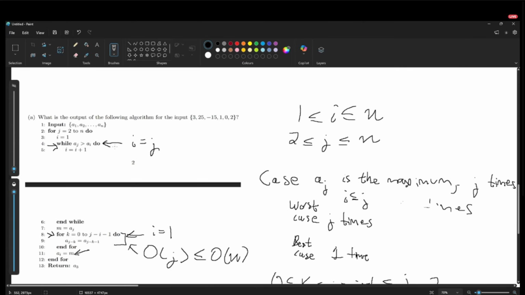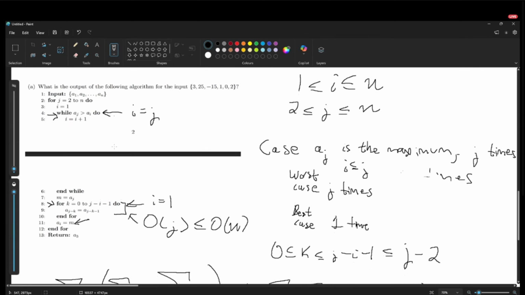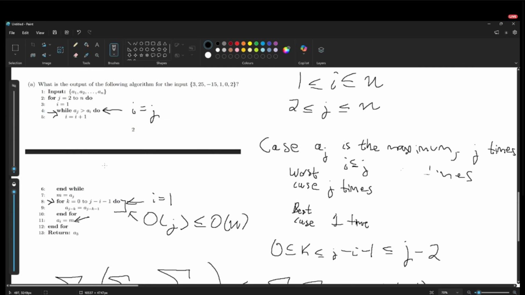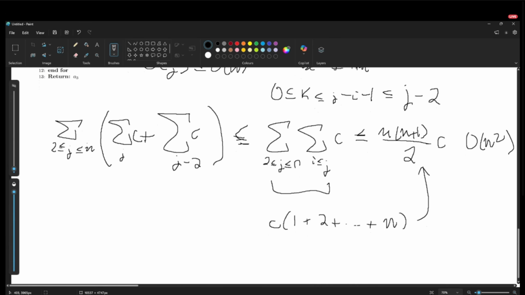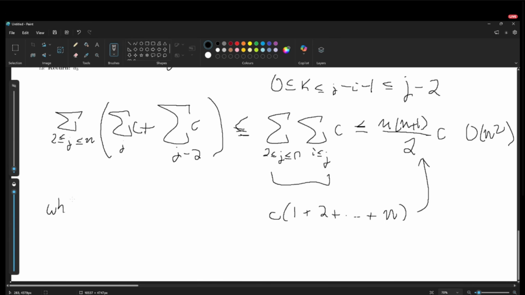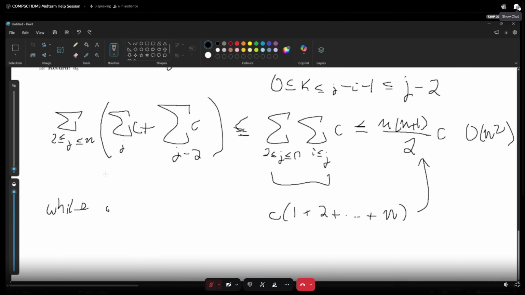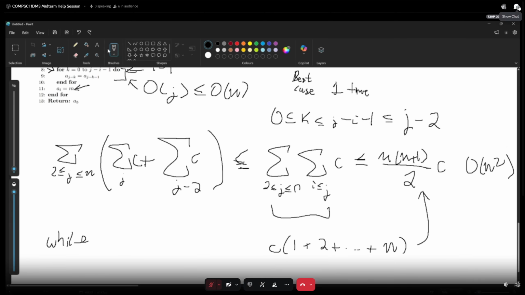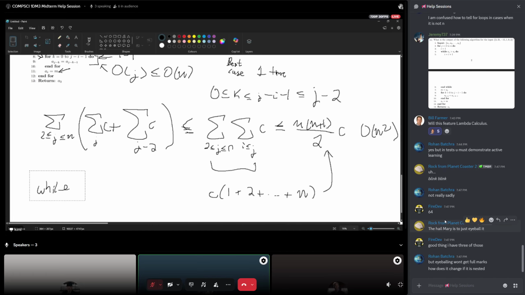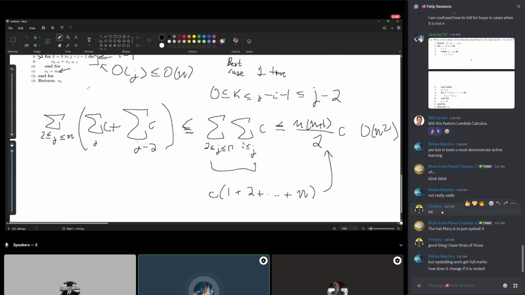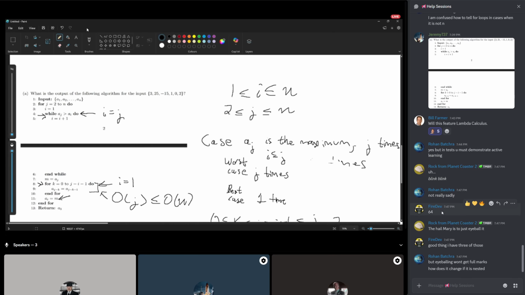And someone just asked, how does it change if it's nested? Theoretically, I honestly didn't look at this too closely, if the while loop is bounded by n and the for loop was also bounded by n, then you just get 2n if you add them together, which is still just bounded by n. That's why it matters. But if they're nested inside, then you have n times n, which is n squared instead.